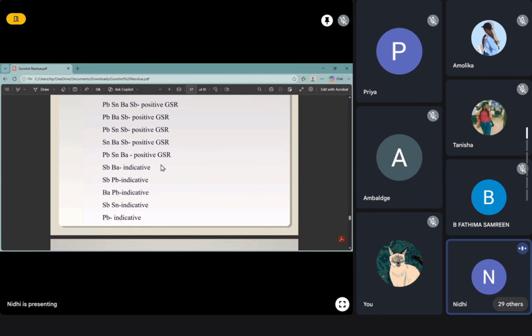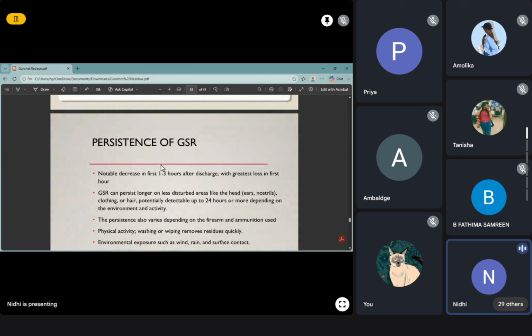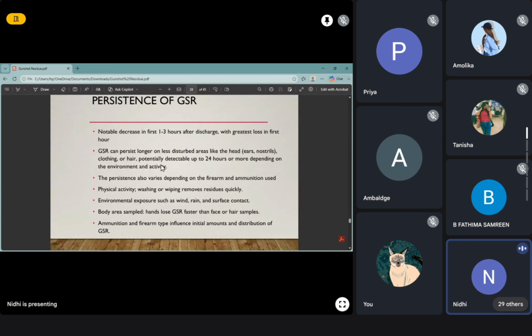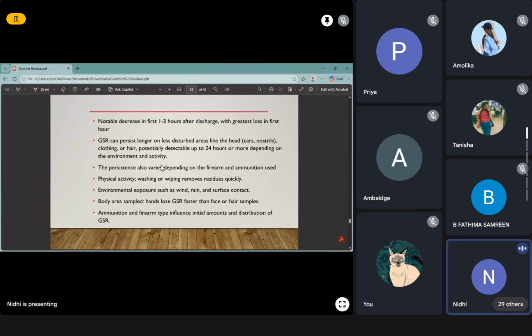The result was shown. So, persistence of GSR: a notable decrease in the first 1 to 3 hours after discharge, with the greatest loss in the first hour. Then GSR can persist longer on less disturbed areas like head, ears, and nostrils, which we are talking about. You will be able to find GSR particles in your ear mucosa, nostrils, clothing, or hair, potentially detectable up to 24 hours or more depending on the environment and activity.